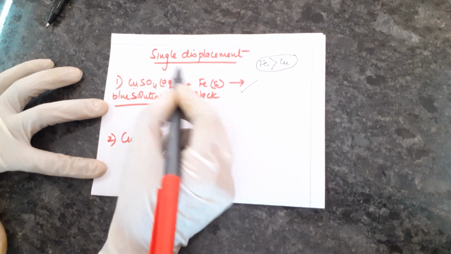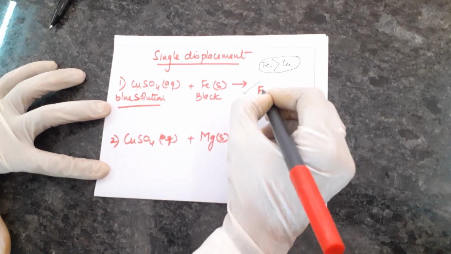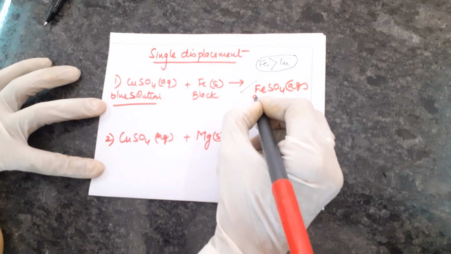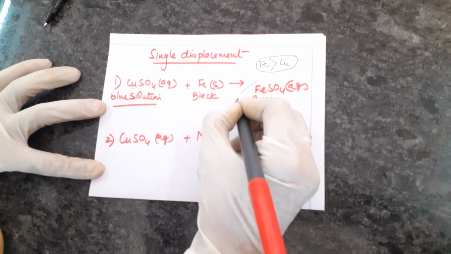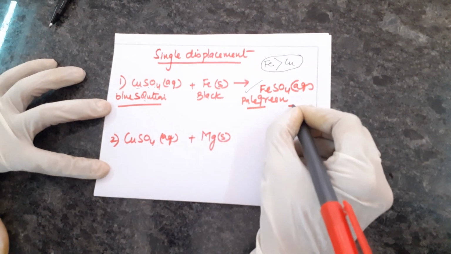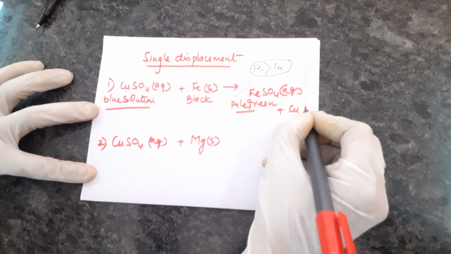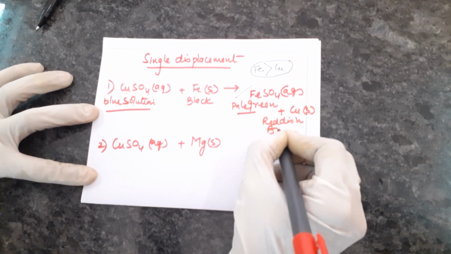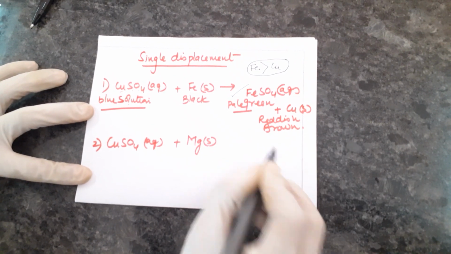That is why this reaction is going to happen. What would happen? Iron will take the place of copper. So you would end up with ferrous sulfate, which will be an aqueous solution. Now this solution is pale green. That means your solution will change from blue to pale green, and the byproduct will be copper solid, which is reddish brown in color. Okay, this is one observation.